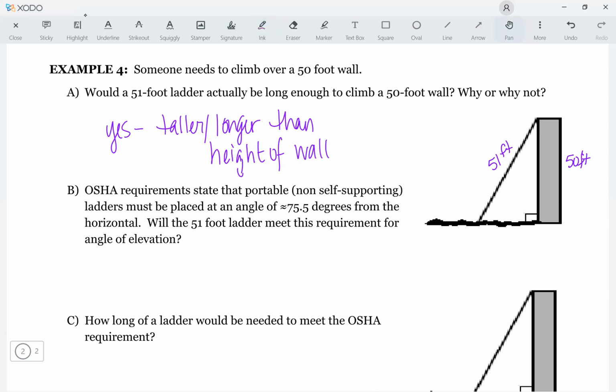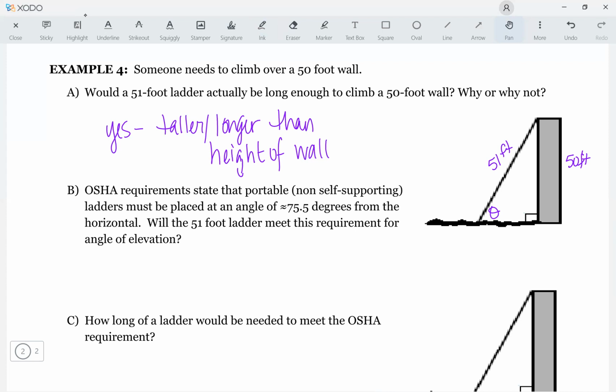So OSHA requirements, that's the Occupational Safety and Health Administration. They actually have requirements as to how you have to set your ladder. They state that a portable, non-self-supporting ladder, so one of those extension ladders maybe that you've seen people use, has to be placed at an angle of 75.5 degrees from the horizontal. In other words, our angle of elevation, where we at the bottom of the ladder looking up at the top of the wall, that angle has to be 75.5 degrees. So is that going to be enough with a 51-foot ladder?